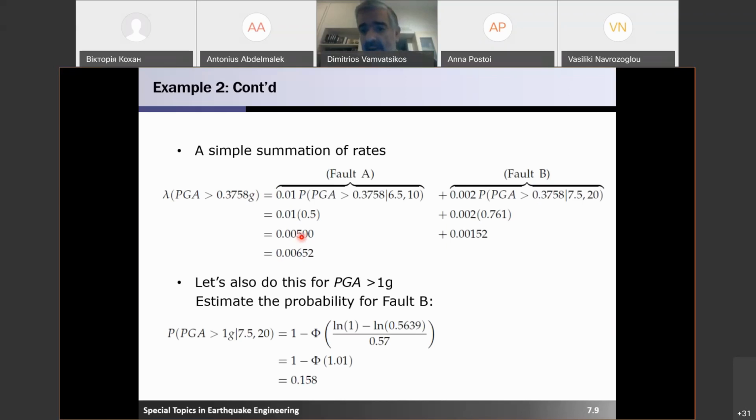Okay? If you add up the rate from fault B, it's now 2 in 1,000 rate times the 76% we found before. There you go. And you get a rate of pretty much 1.5 in 1,000. 5 in 1,000, 1.5 in 1,000. Total is about 6.5 in 1,000. Not so bad.